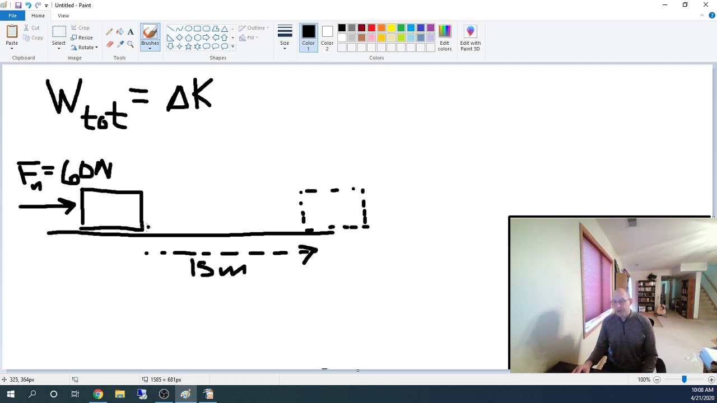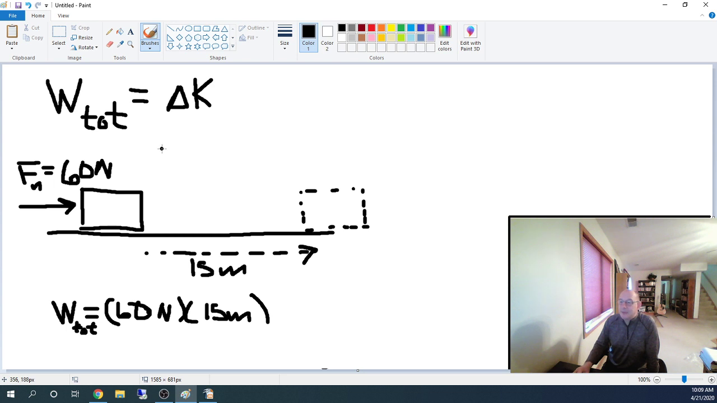It's like you pushed on it, maybe there was friction back on it, but the net force on it is 60, so maybe you pushed it with 70 and friction pushed back with 10, so the net force is 60 that way. Then the work done by all the forces, the work done total, is 60 newtons times 15 meters.